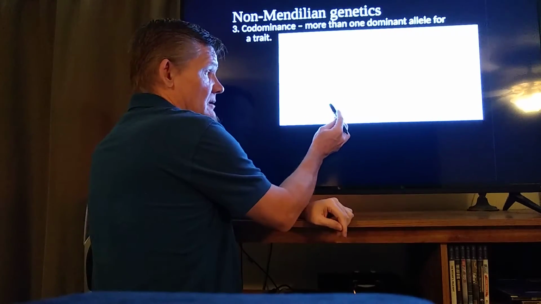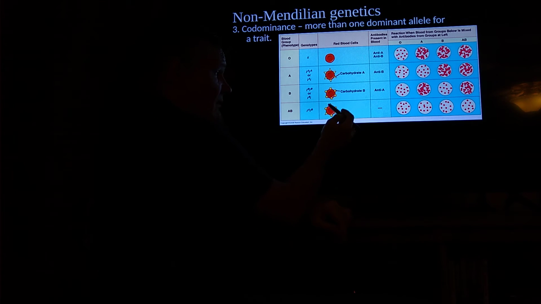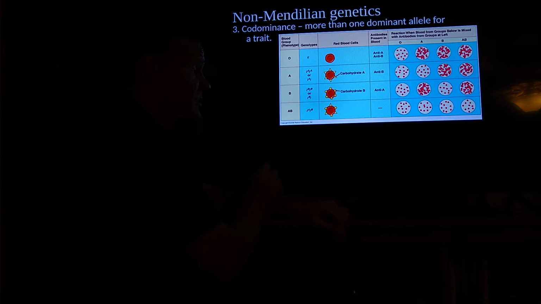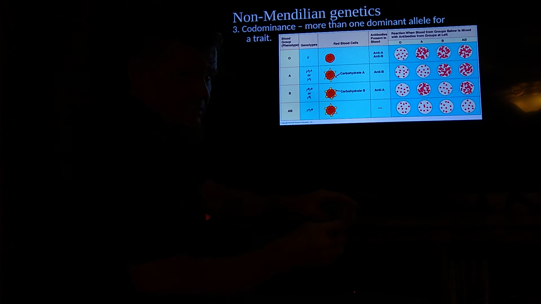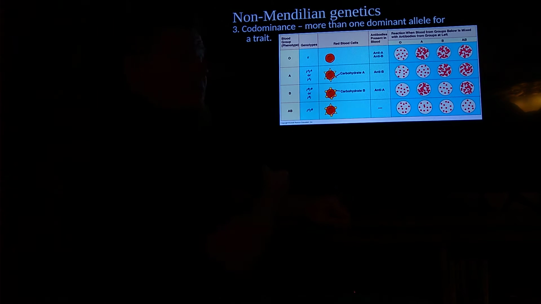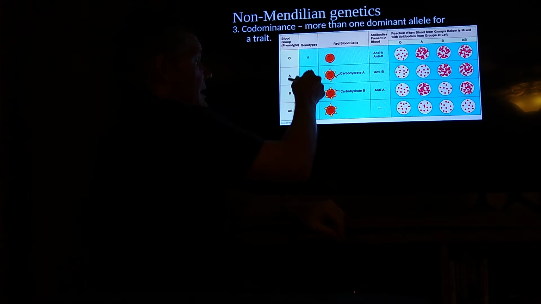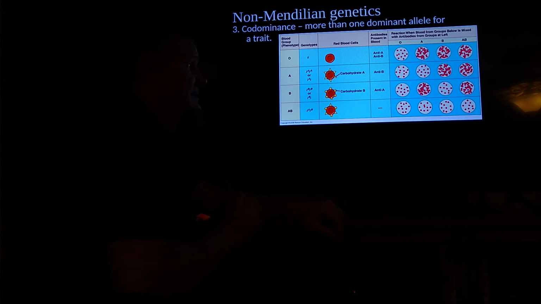You have the A molecule on your cell surface, and you have the B molecule on your cell surface. You are type AB. All right? This is called codominance. A and B are both dominant over O, but they're not dominant over each other. Type A, type B, type O, type AB.